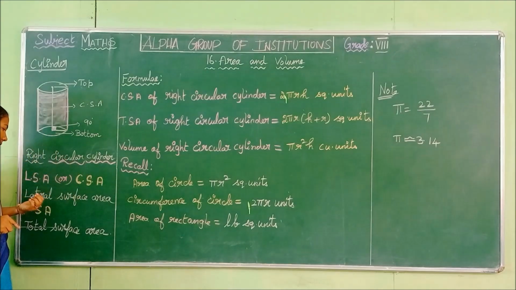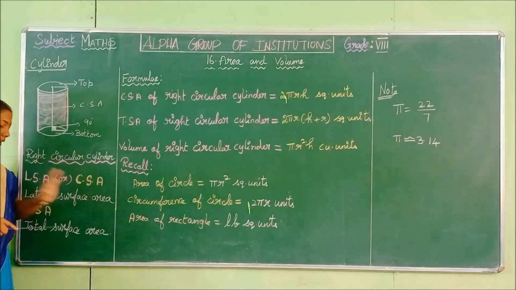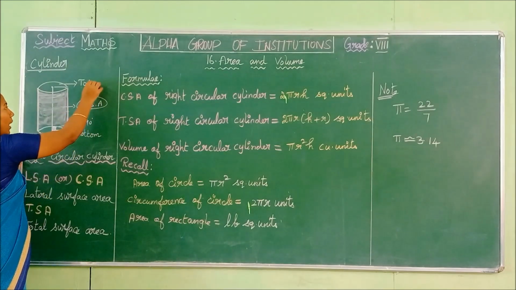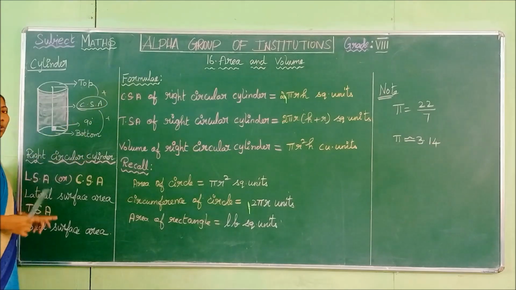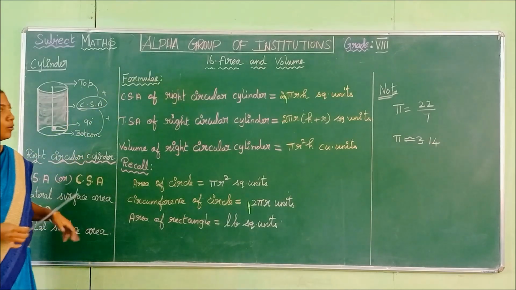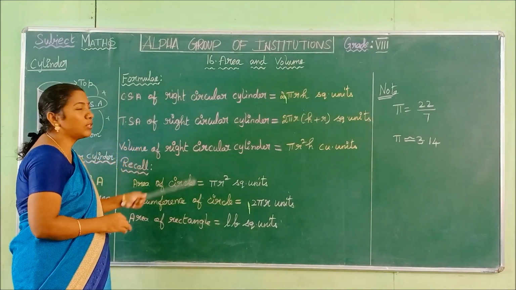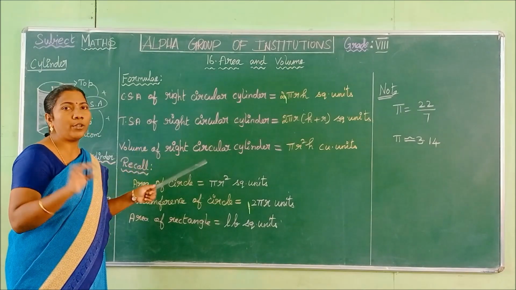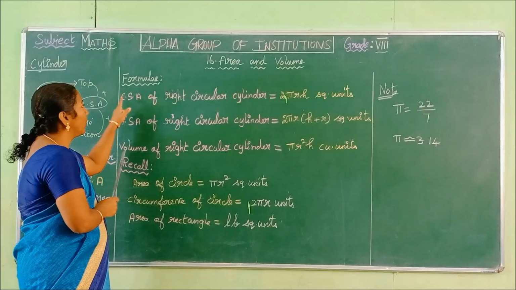Okay. So LSA means lateral surface area, CSA means curved surface area. And then TSA. TSA means total surface area. Along with this CSA, if you add the area of the top and the area of the bottom, you get total surface area. Okay. Next we are going to see the formulas. These are the formulas you must remember about the cylinder. You will still have these formulas in your higher secondary also. So listen to the class carefully.